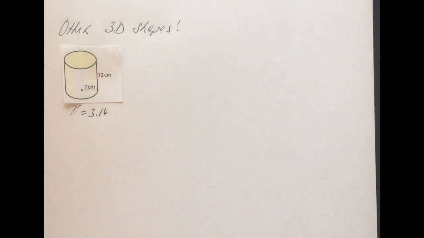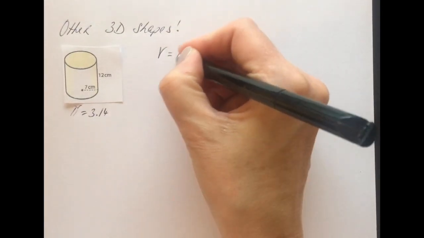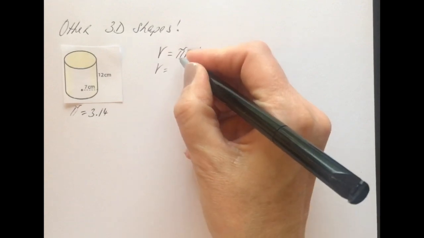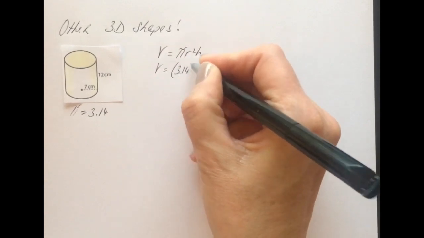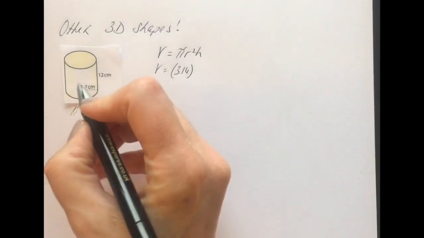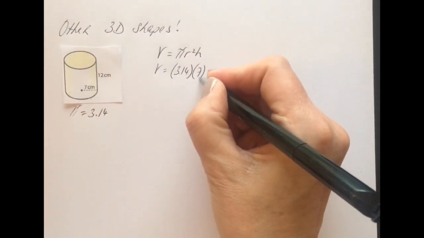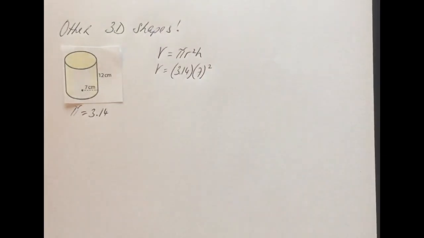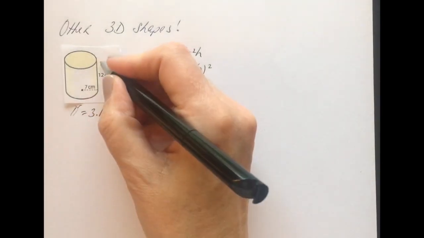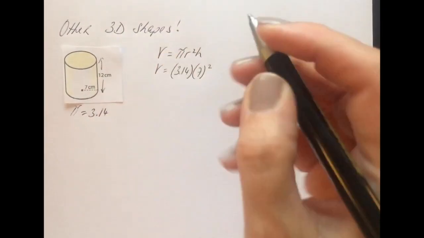So I'm going to write that down in full. So V equals pi r squared h. I'm looking for the volume. Pi I'm putting in is 3.14. The radius, of course, goes from the center to the circumference, which is given to me here. So 7, don't forget squared, follow the formula exactly. And the height of the cylinder is obviously here, which is 12.